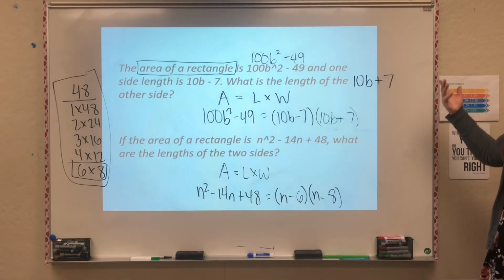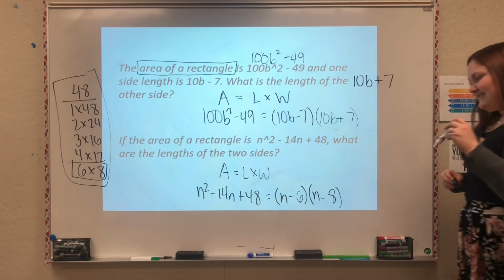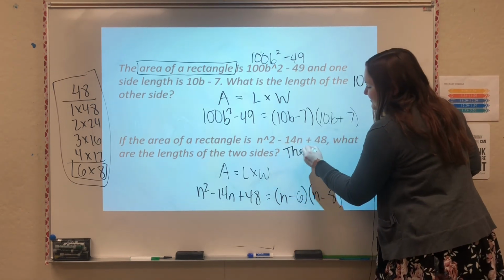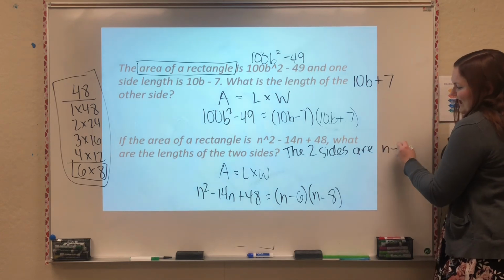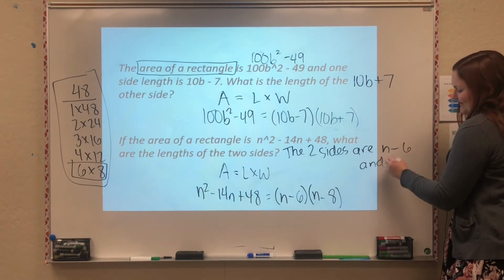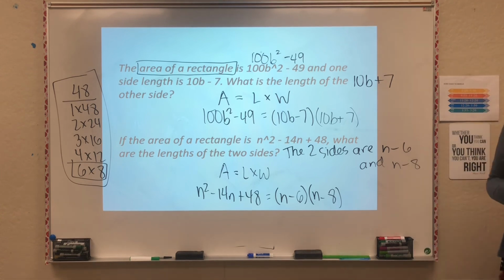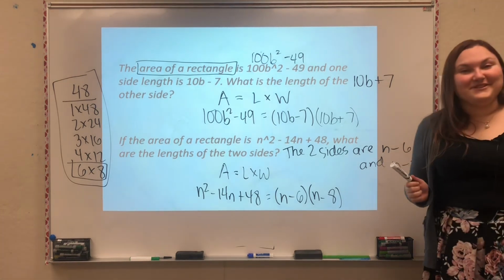So to answer the question, what are the lengths of the two sides? I could say the two sides are n minus 6 and n minus 8. Ta-da! You have done a lot of factoring today.